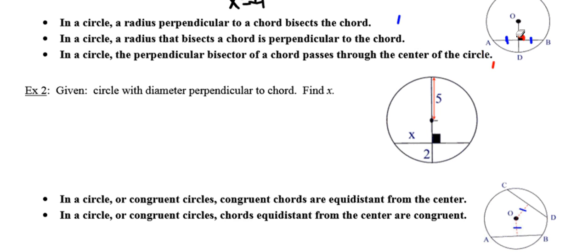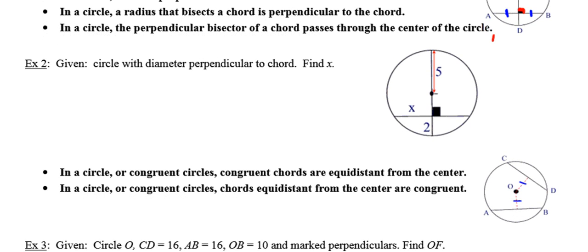Anytime you have a radius that bisects a chord, creating those two equal segments, you know that that chord has to be perpendicular to the radius. And likewise, the perpendicular bisector of a chord, because it's going to be a radius, has to therefore pass through the center of the circle. All right, so let's take a look at an example that utilizes these three theorems.